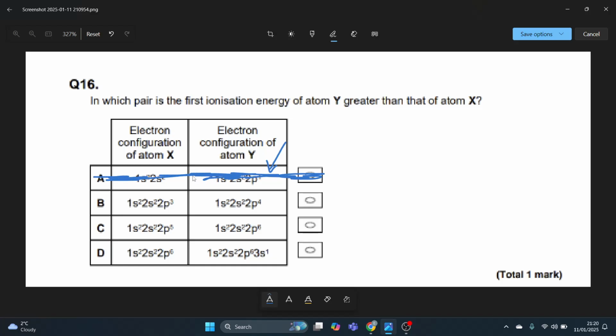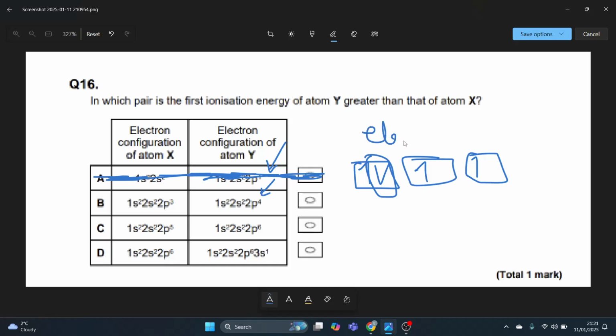If I look at B, well, that's 2p4, three p orbitals, 1 electron, 1 electron, 1 electron, and therefore the final fourth electron must pair up with one of these. And then what happens is you get electron pair repulsion, and that makes the ionization energy, in this case first ionization energy, slightly lower. So it wouldn't be greater for Y than X. So now I'm left with C and D.